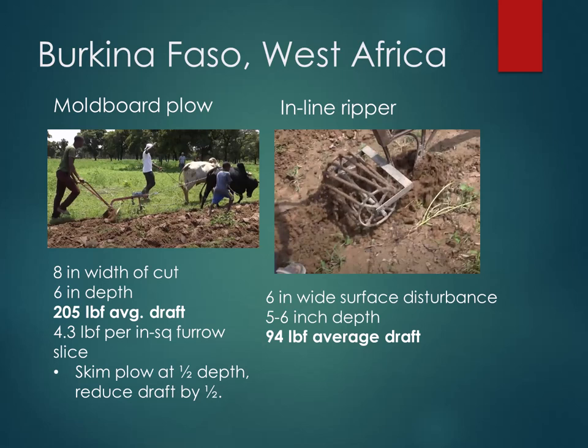We worked with the local farmers and blacksmiths to build an inline ripper for zone tillage. It disturbed a zone of soil 6 to 8 inches wide, leaving the inter-row area undisturbed. Zone tillage improves water infiltration and soil health by reducing tillage intensity and conserving protected crop residues. Farmers then plant directly into the rip line. The average ripper draft was 94 pounds force, about one half of the draft of the moldboard plow.